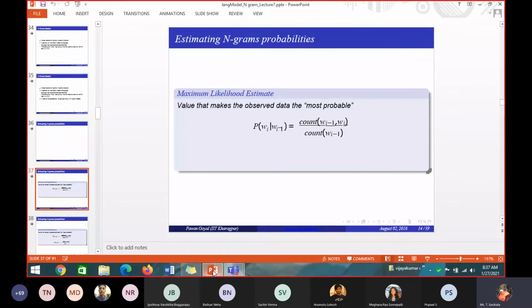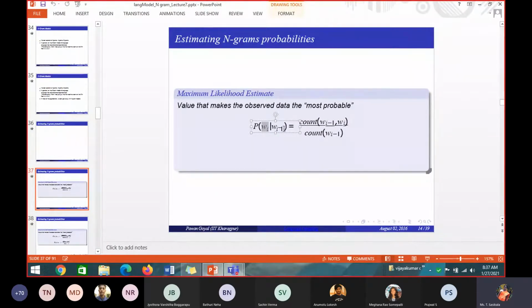Next one, estimating this n-gram probability. So how to find the probability for any unigram or bigram or trigram? We will be using a maximum likelihood estimate. Okay, what is MLE? That is a maximum likelihood estimate.